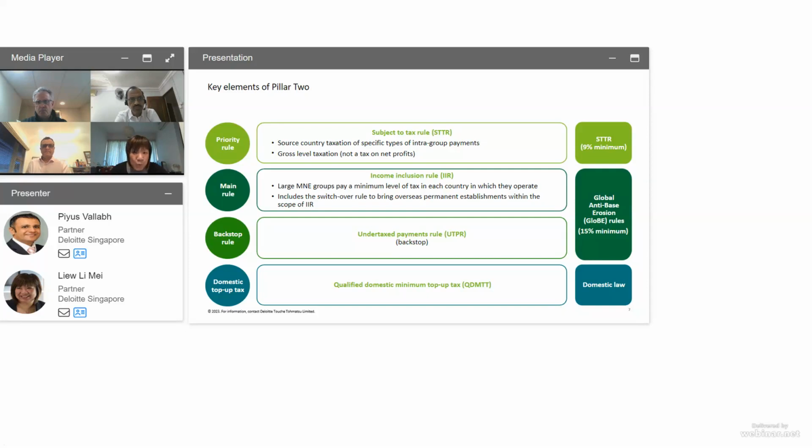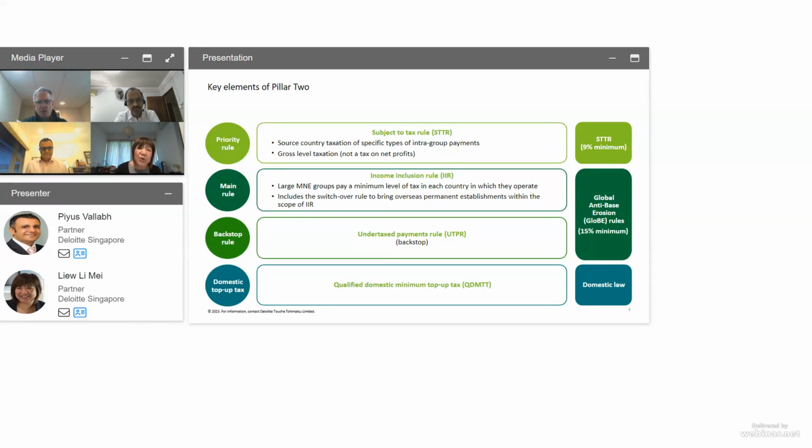The Pillar 2 rules have a status of common approach. What this means is that countries will not be required to adopt them into domestic law. But if they choose to do so, then implementation must be in a manner that is consistent with the GLOBE rules and the inclusive framework guidance.